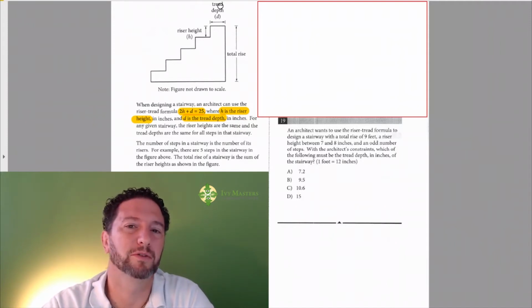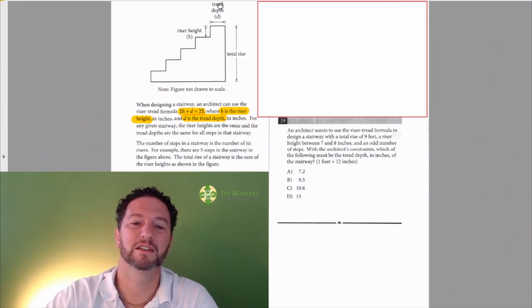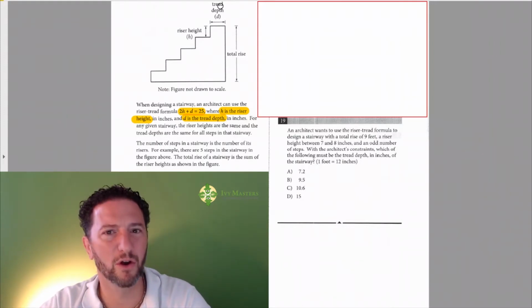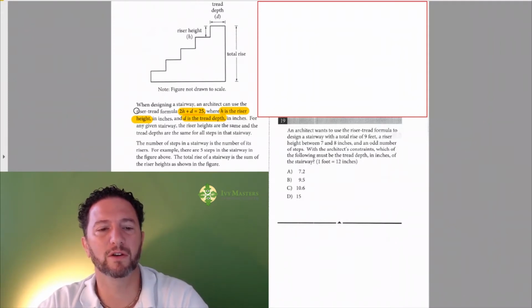My name is Paul Pasolka, Ivy Masters Learning Center at IvyMasters.com, and today we're going to look at Test 6, Section 4, number 19. If you're an architect, you might use this stuff. So number 19 is coupled with this figure and with this reading.